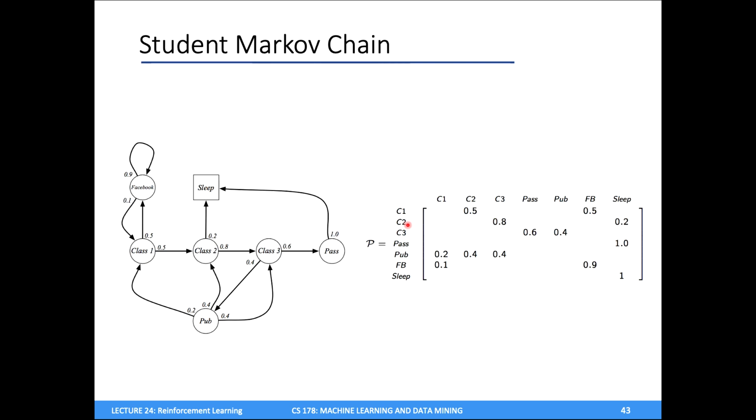Or what frequency did I start from class 2 and transition to class 3? It should be 0.8, and so on and so forth. So again, Markov processes or Markov chains are ways of capturing transitions between particular states. And because of this Markov property, we don't need to consider the full history.